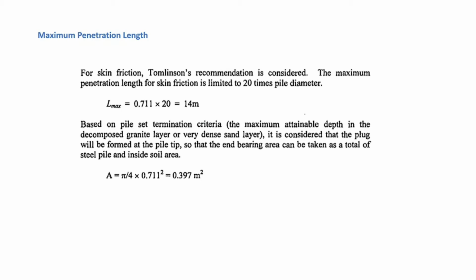Based on pile set termination criteria, maximum attainable depths in the decomposed granite layer or very dense sand layer, it is considered that the plug will be formed at the pile tip, so that the end bearing area can be taken as the total of steel pile and inside the soil area, where A equals pi divided by 4 times 0.711 squared, equal to 0.397 meters squared.